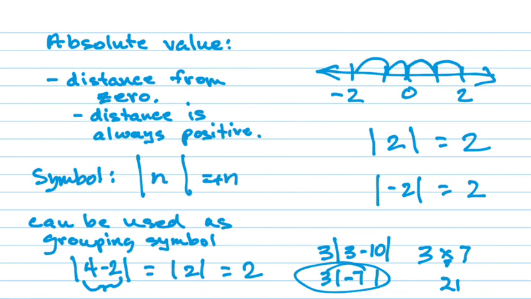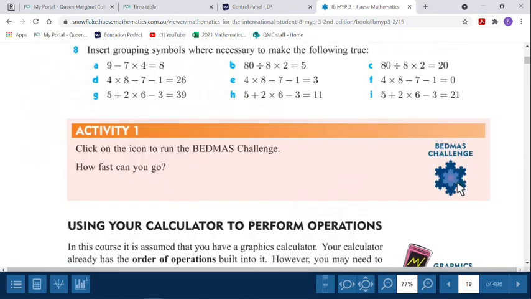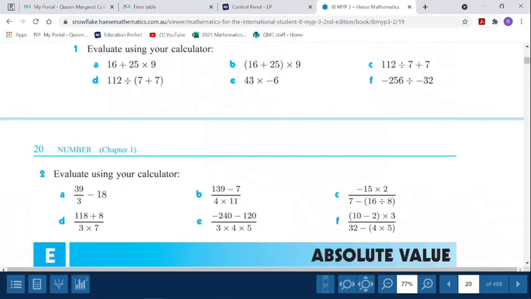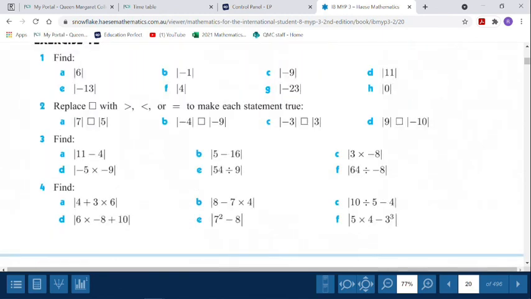Okay? So let's pop over to the book and look at a few examples, just so you have some examples from what we're going to be doing. Don't worry about those calculator problems. Remember, this is the number section. You are not allowed a calculator.